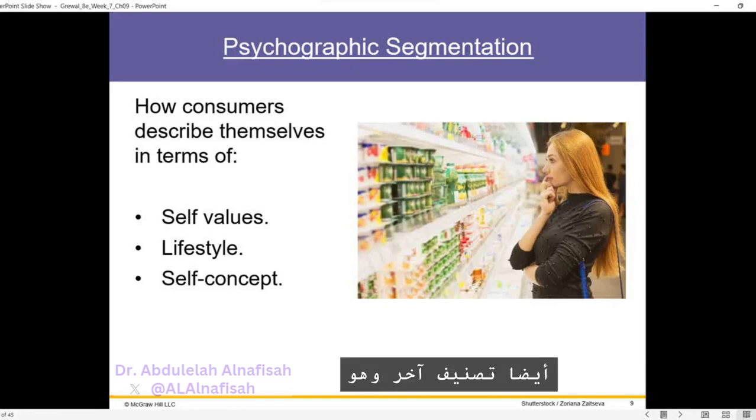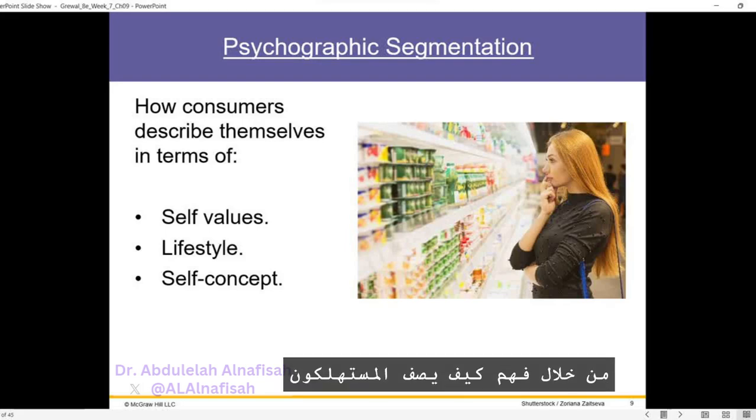Also, another classification is psychographic segmentation. Psychographic segmentation is a market research technique that divides a customer base into groups based on psychological characteristics. This segmentation goes beyond demographic characteristics and focuses on consumer personality traits, values, attitudes, interests, lifestyles, and self-concept.